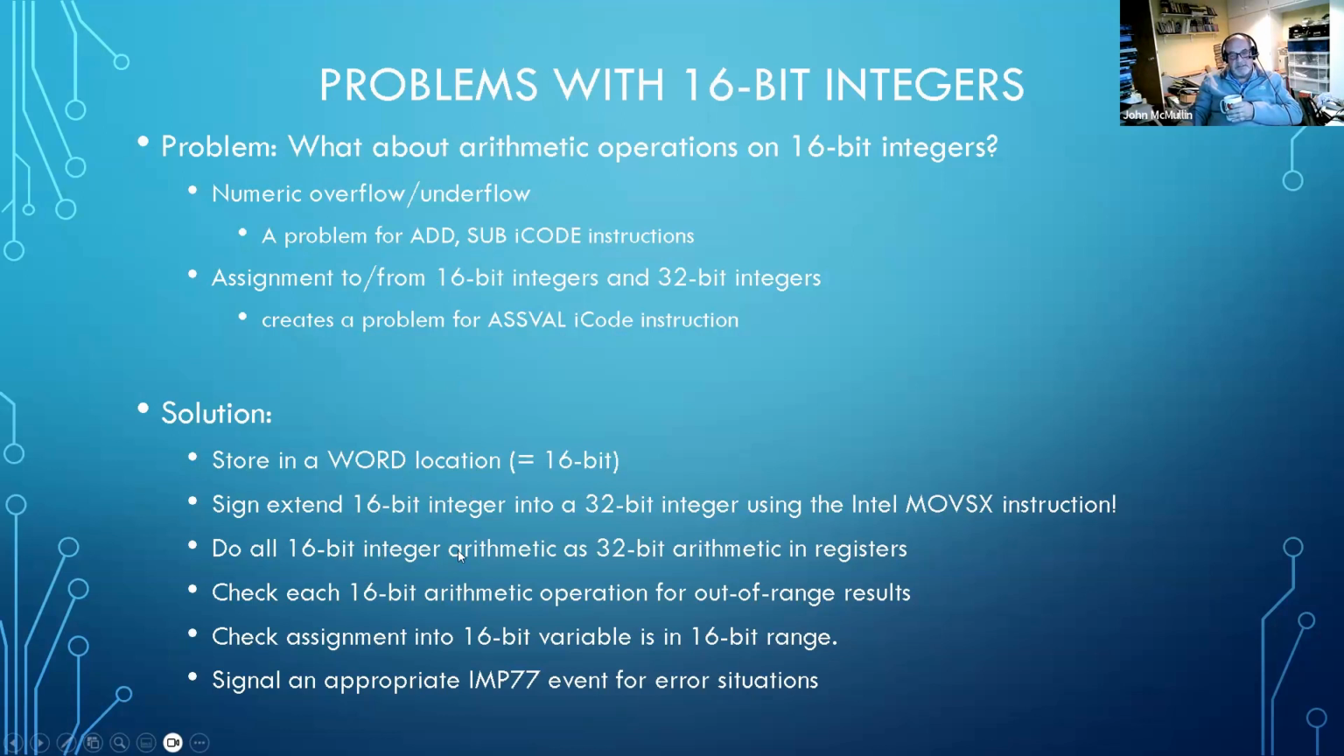You can do all the 16-bit integer arithmetic as 32-bit arithmetic, so no change there. But you've got to check each 16-bit arithmetic operation to see if it goes out of range. And then check that the assignment into 16-bit is in the 16-bit range, and signal an appropriate Imp event. This is the error handling, to indicate where something has happened, and it will be picked up later on by another piece of the source code.